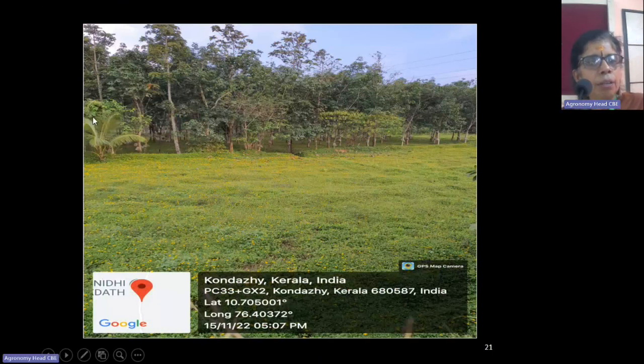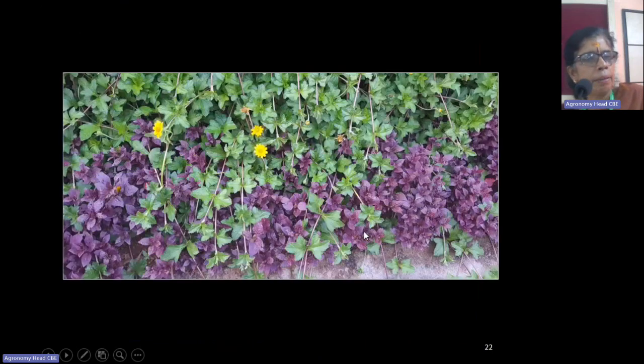So whenever we find such areas, all these are photographed during our field visits of ACRP. So this was taken on 22 November. Still, last month also, when you see, this is a photograph from our own college garden, ornamental as ornamental.